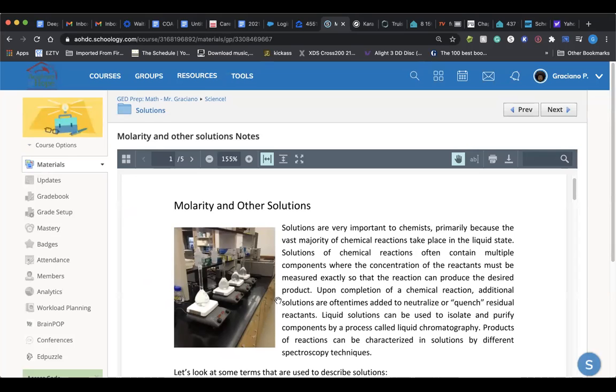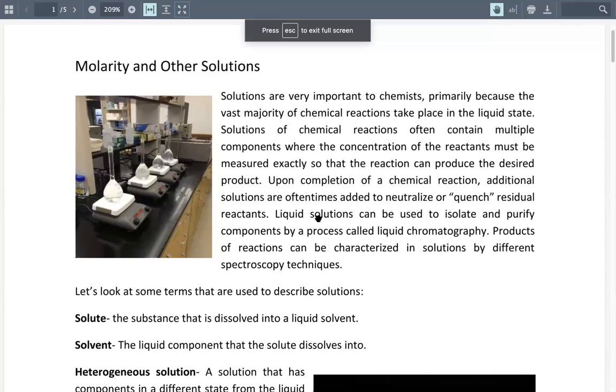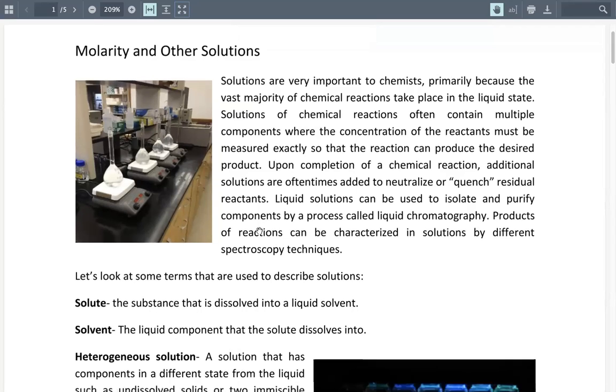Right, so this is going to give us a quick overview of what molarity is and how we use it, and just some important definitions. I'm not going to walk through every single definition and thing with you, but just the ones that are going to prove important to what we're discussing today.